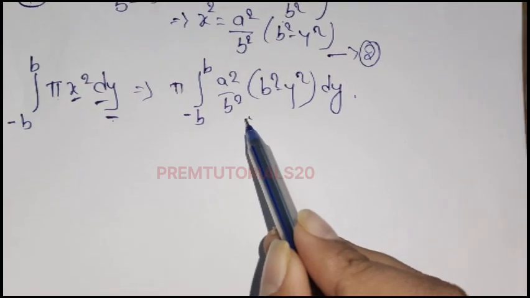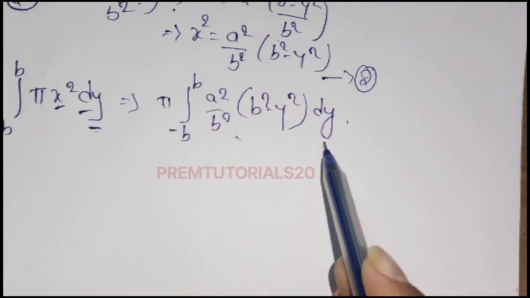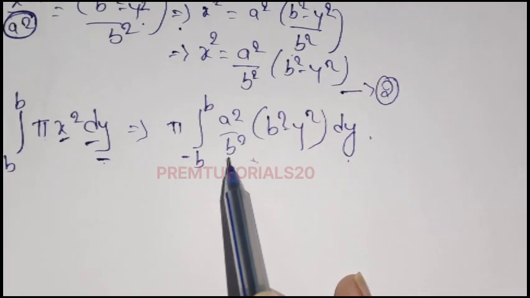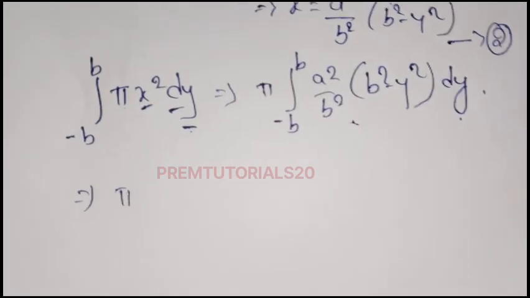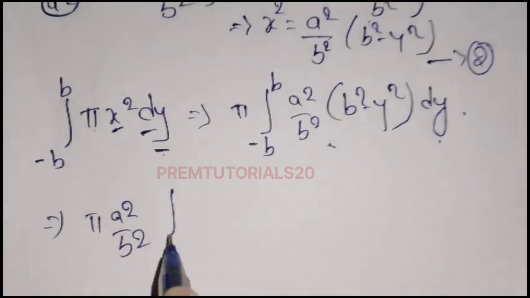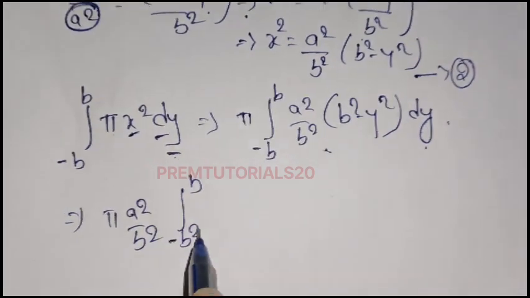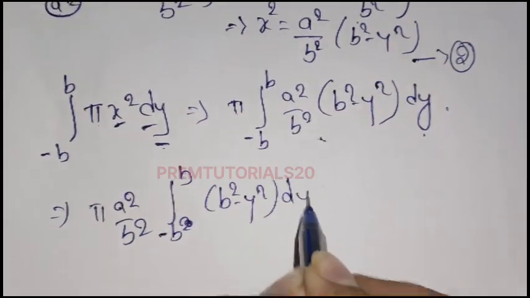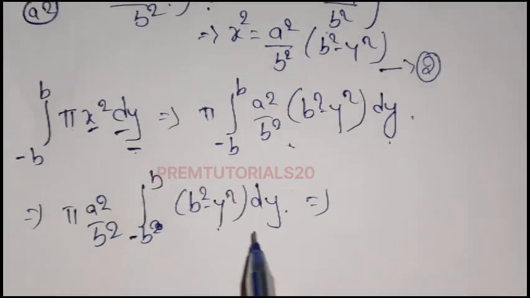For this, we are going to solve this integration with respect to y. Now a square by b square is a constant, so let it be written outside of the integration. What we get: pi into a square by b square between the limits minus b to plus b of b square minus y square dy. Now apply integration with respect to y. What do we get?